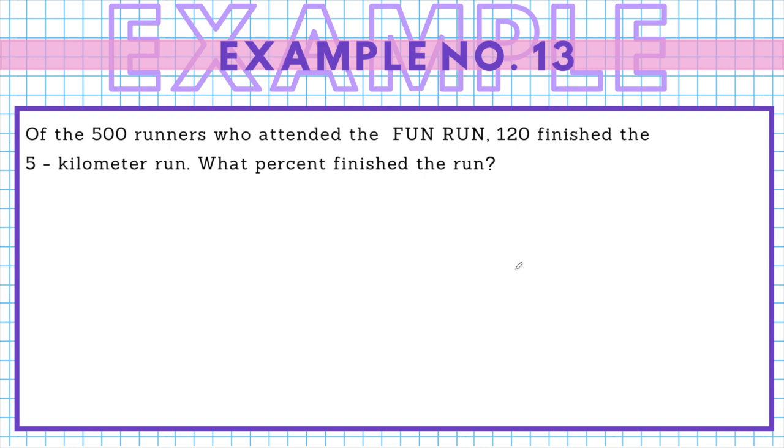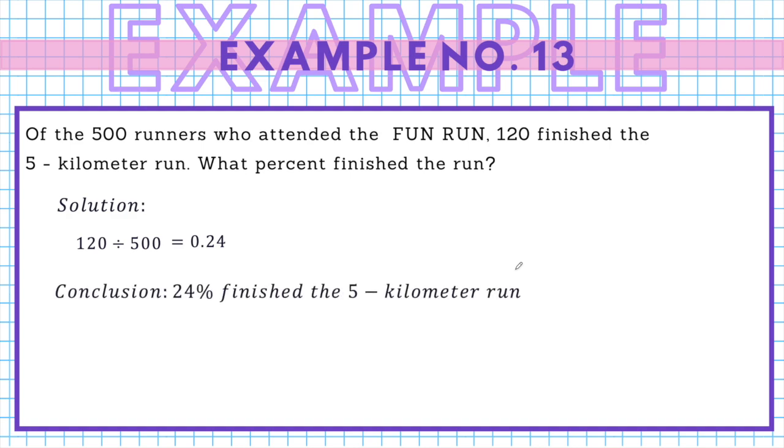What percent finished the run? So if we are to get the percent of those who finished the run, all we have to do is to get first the fraction of those who finished from the total number of runners. Now, 120 divided by 500 is 0.24. So now to get the percent equivalent of 0.24, all we have to do is to move the decimal point twice to the right or multiply it by 100. So we can say that 24% finished the 5-kilometer run.